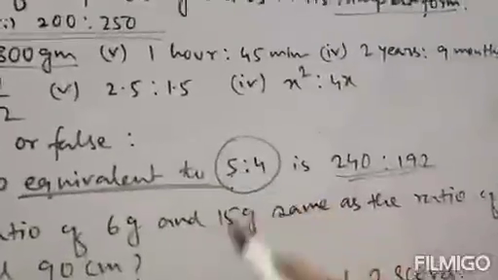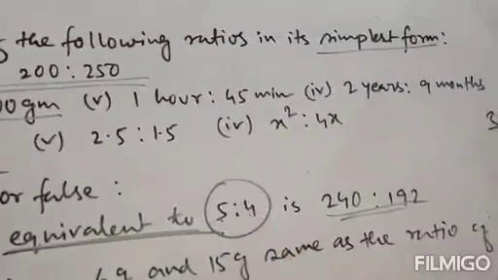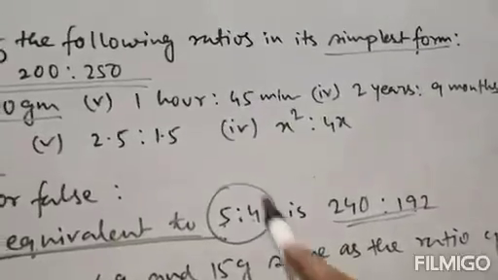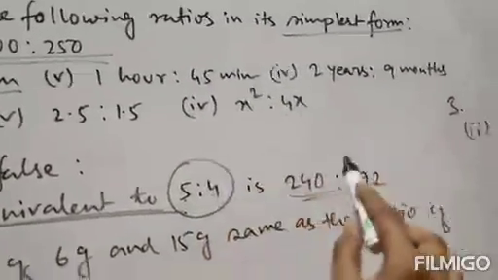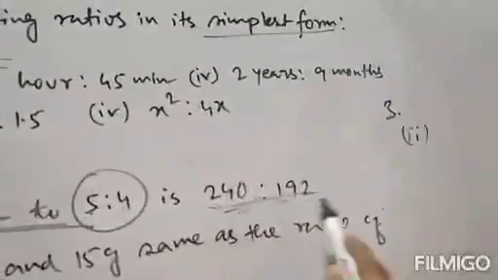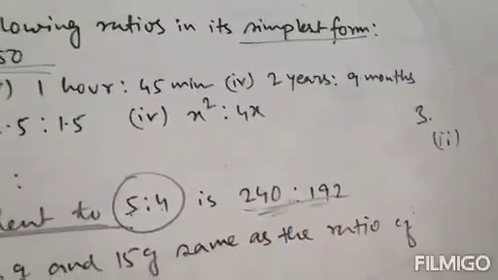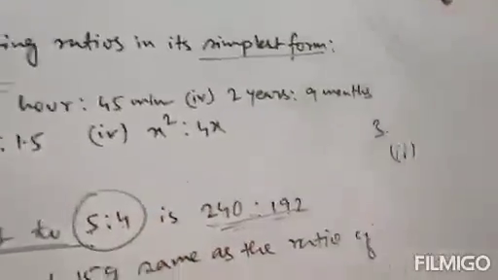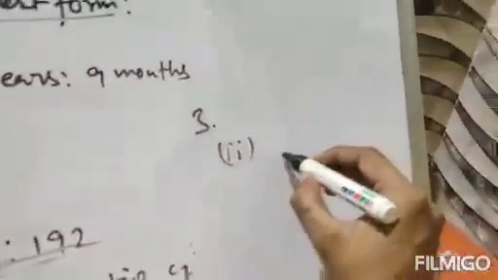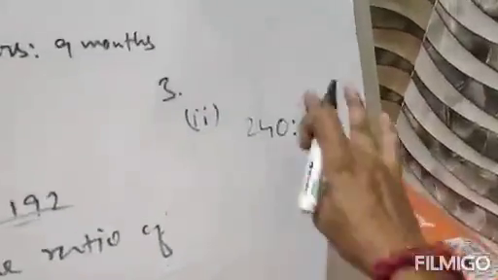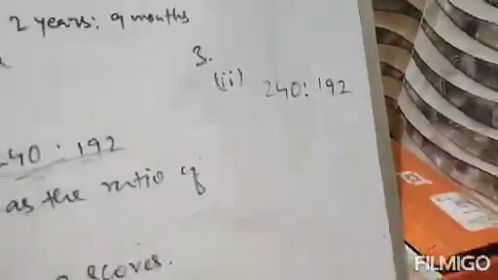And this 5:4, you cannot reduce this 5:4. That means this ratio already is in its simplest form, and we have to check whether it is equivalent or equal to this ratio or not. This ratio is not in simplest form, because you can reduce it further. So try to reduce this ratio first and check whether it is equal to 5:4 or not. So the given ratio is 240 is to 192.